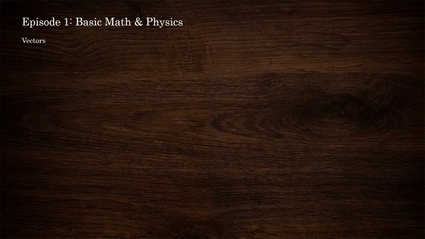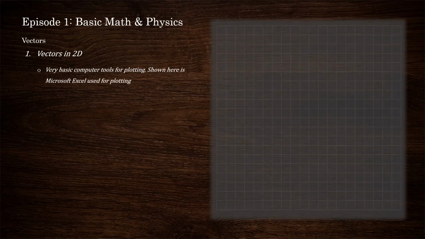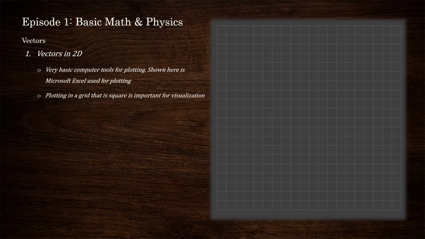So we saw some vectors in 3D space, but let's actually look a little bit about vectors in 2D first, get a thorough understanding, and then we can discuss and extend these ideas in 3D as well. So for representing vectors in 2D, we need some very basic computer tools for plotting. So what's shown here is a grid that is just using Microsoft Excel for plotting. It's important that we have a square grid and it is equal in its length. Plotting in a grid that is square is very, very important for visualization.